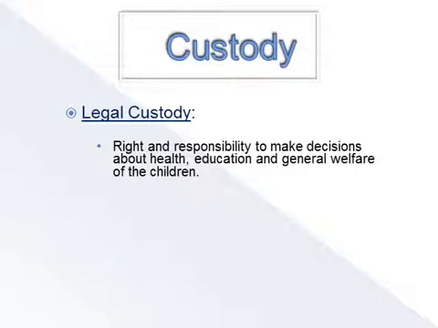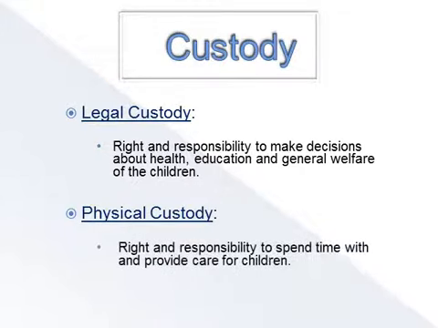There are two types of custody in Idaho. Legal custody refers to the right and responsibility to make decisions about health, education, and general welfare of the children. This refers to who will be making the day-to-day decisions that involve the children. Physical custody is the right and responsibility to spend time with and provide care for the children. This refers to where the children will physically be.